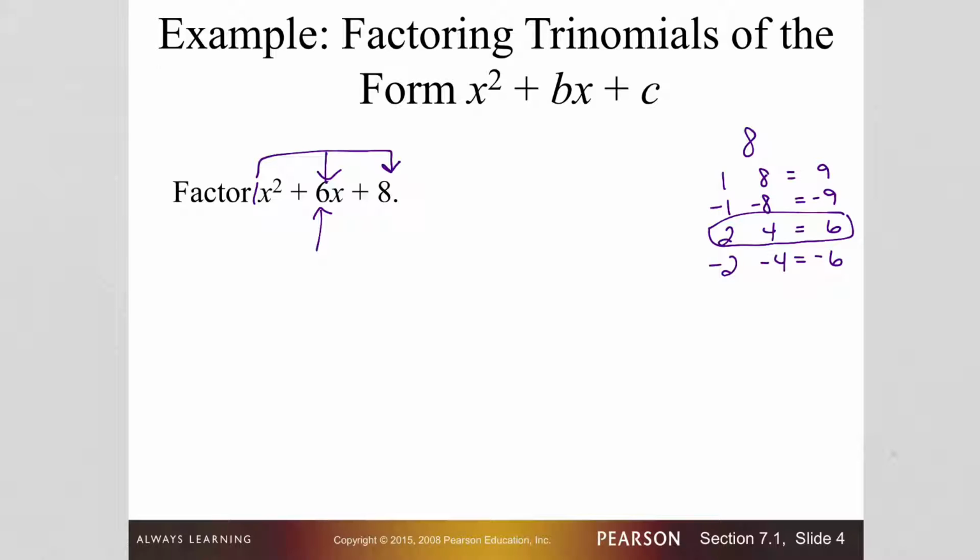There's only one of those pairs that adds up to be positive 6, and that is this one right here. So this is how this factors. I've got x plus 2, notice how that's a positive 2 right there, times x plus 4. It's a plus because this is a positive 4. And there you go, you've just factored it.